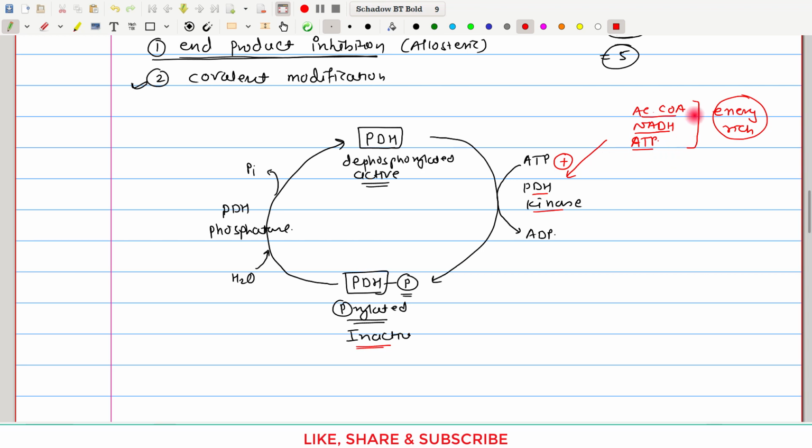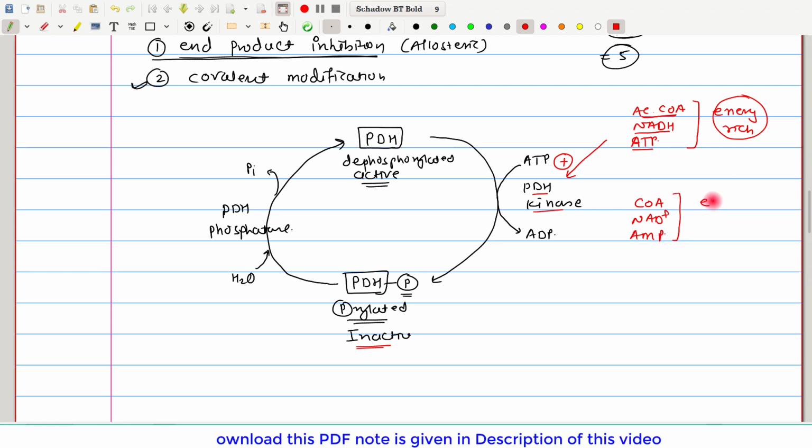Whereas the counterparts of each of these three, that is, the counterpart of acetyl CoA is coenzyme A, the counterpart of NADH is NAD+, and the counterpart of ATP is AMP. These three are the energy poor indicators. They indicate that the cell is now in an energy poor state. So what do they do? They inhibit this. So what will happen? PDH will remain active and it will generate more and more ATPs, right? So see how well it is regulated.